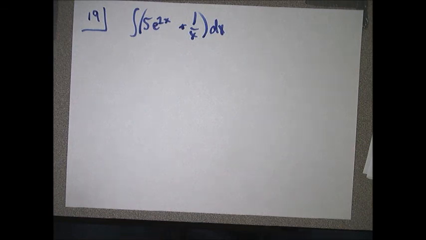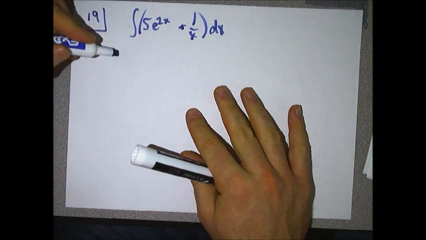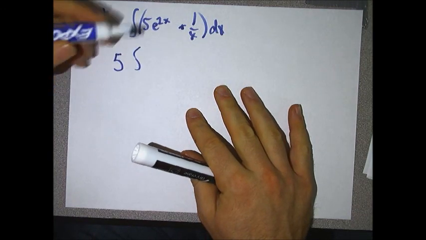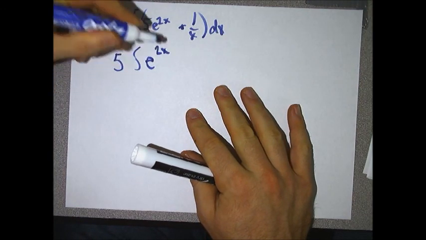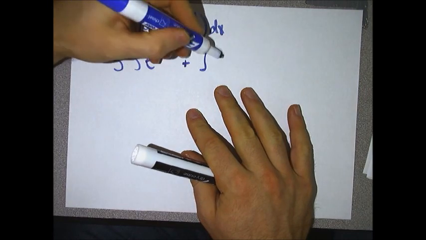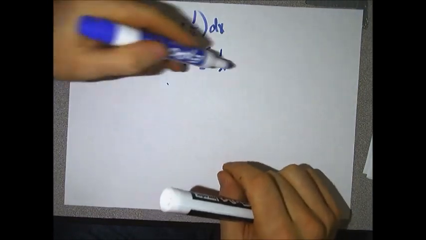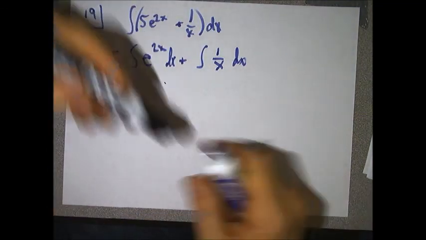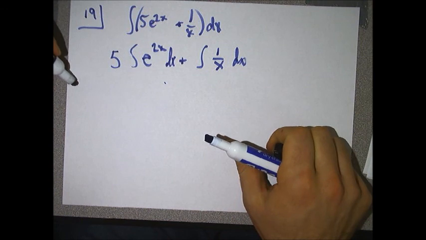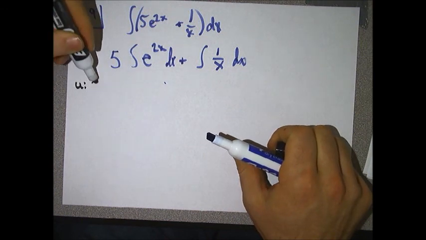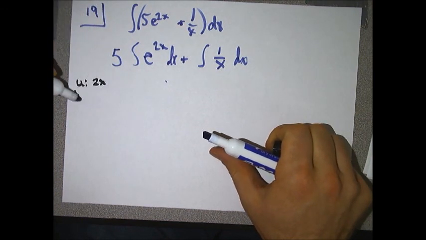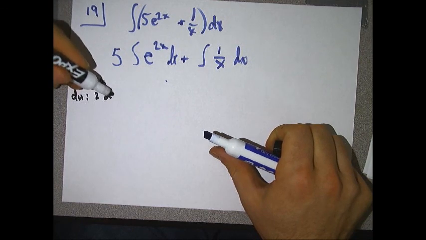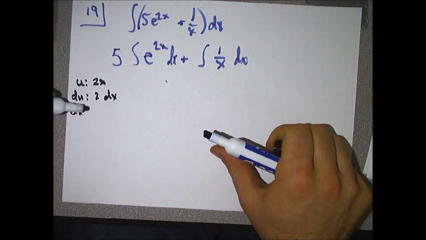19 asks us to integrate. You want to split this into two integrals. So I'm going to pull the constant out: 5 integral e to the 2x plus integral 1 over x. These are both dx at the end. So on the left, you need a u substitution. So I'm going to say let u equal 2x. So du is 2 dx. So dx is du over 2.